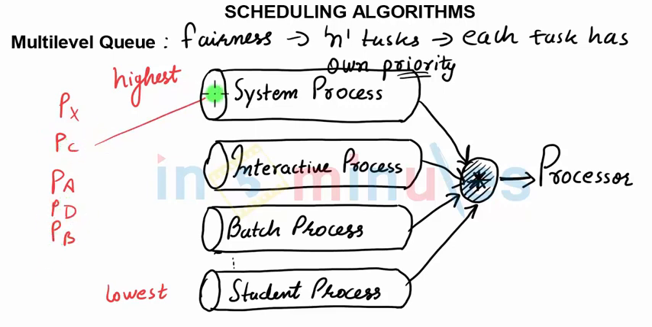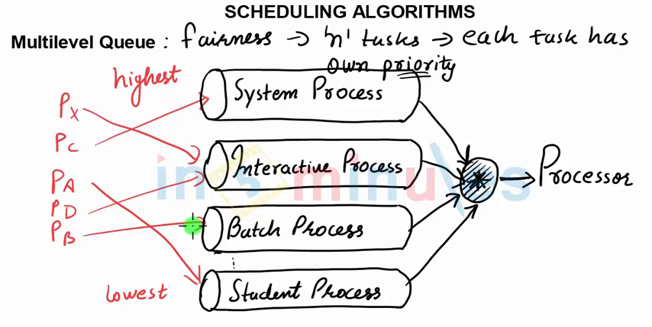For example, process C was a system process, process X was an interactive process, process A was a student process, process B was again interactive, but process B was the batch process. So depending on that, each process would go into its respective queue. Now each queue has its own priority, and depending on that, a particular process will come out and be given to the processor.